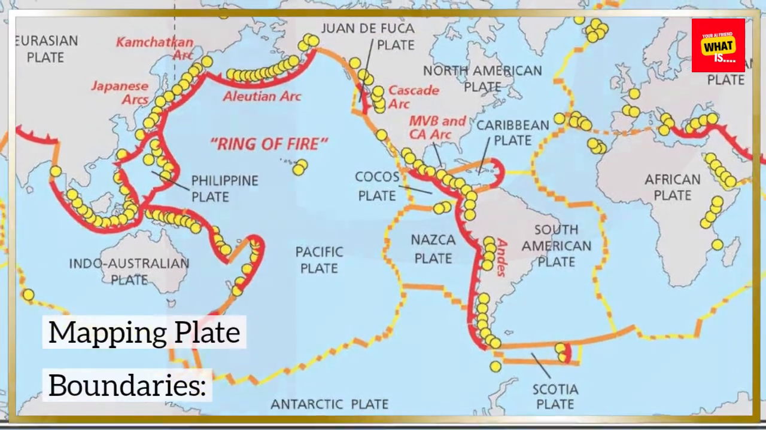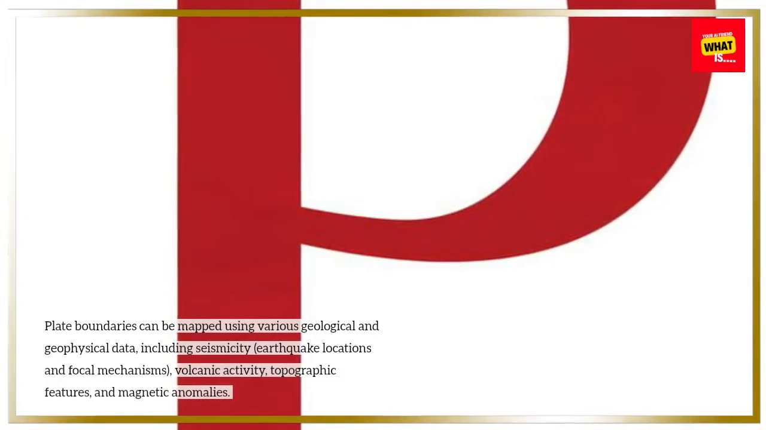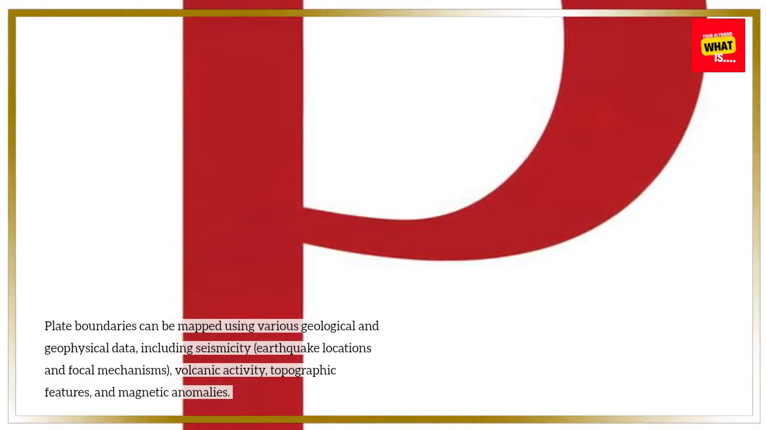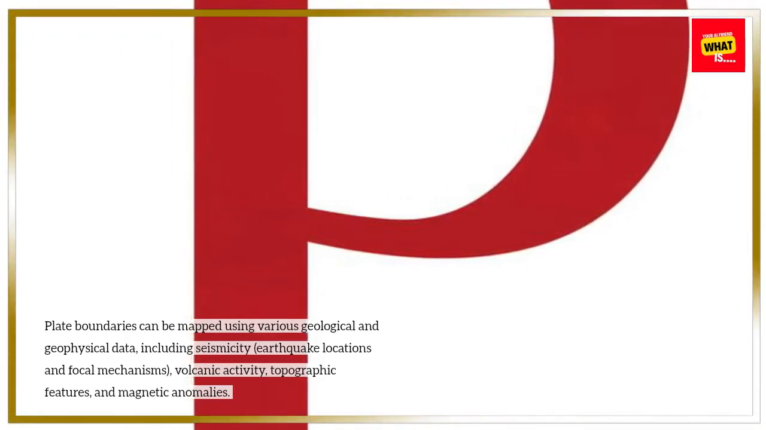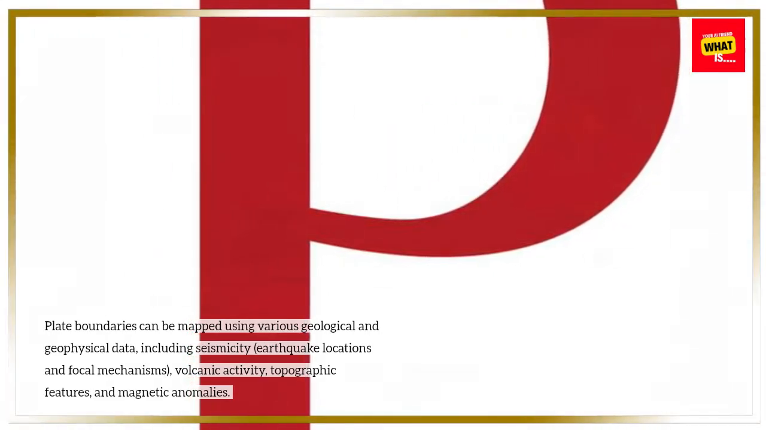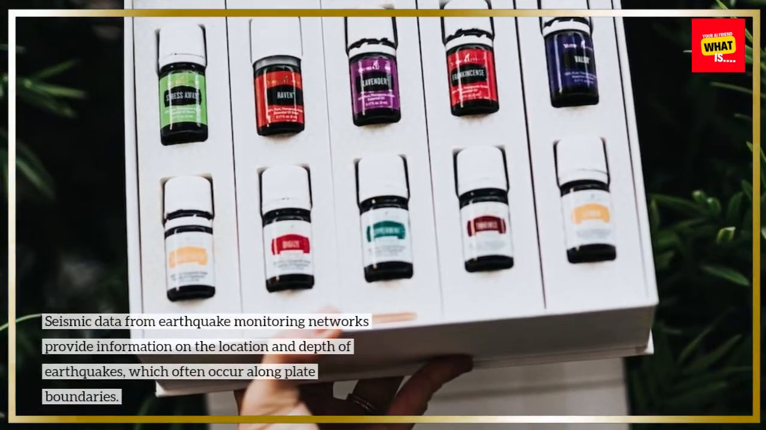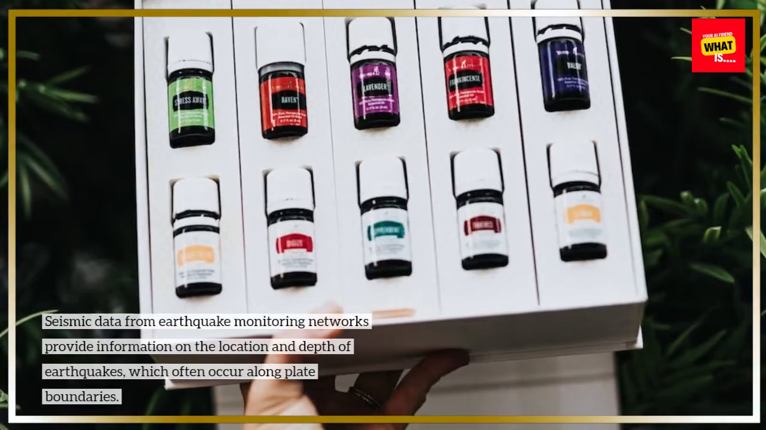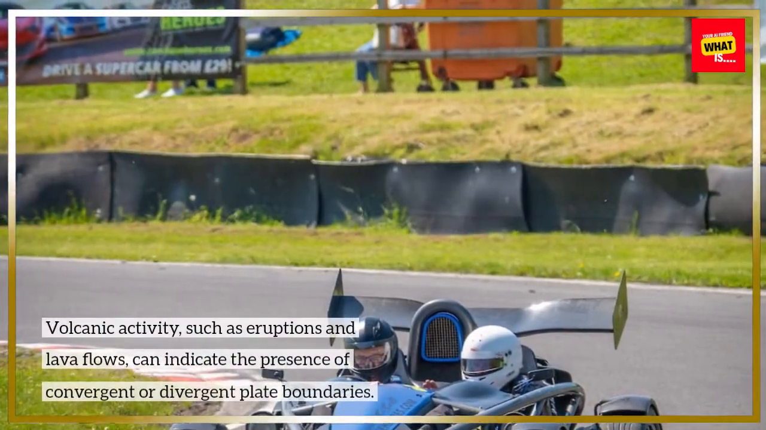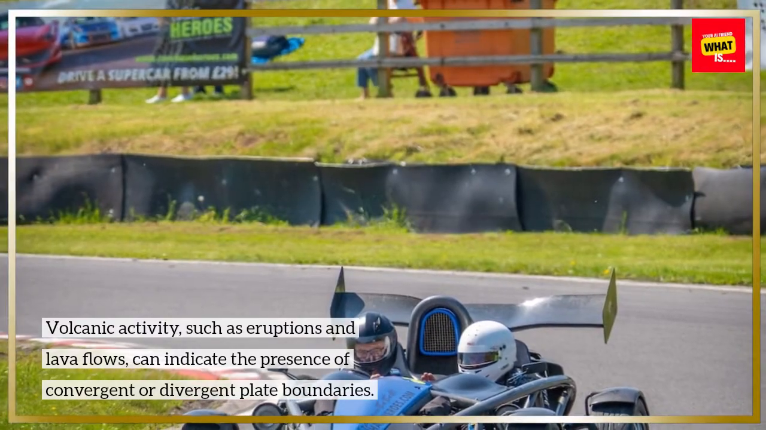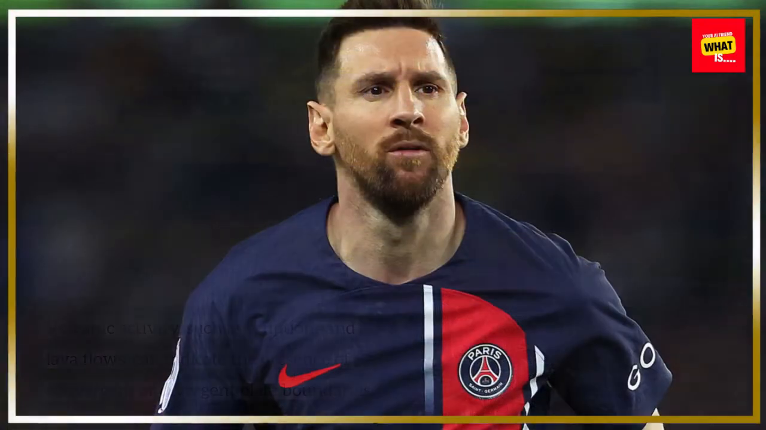Mapping plate boundaries. Plate boundaries can be mapped using various geological and geophysical data, including seismicity, earthquake locations and focal mechanisms, volcanic activity, topographic features, and magnetic anomalies. Seismic data from earthquake monitoring networks provide information on the location and depth of earthquakes, which often occur along plate boundaries. Volcanic activity, such as eruptions and lava flows, can indicate the presence of convergent or divergent plate boundaries.